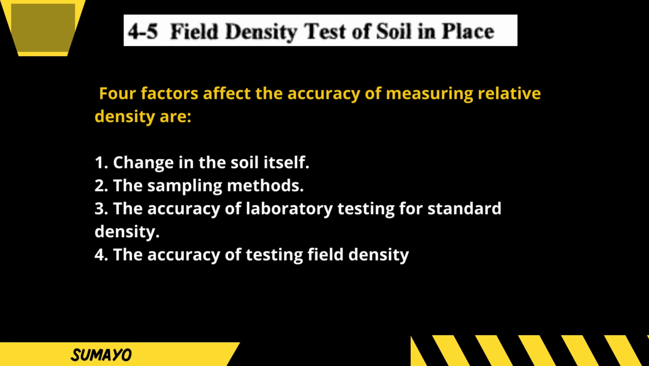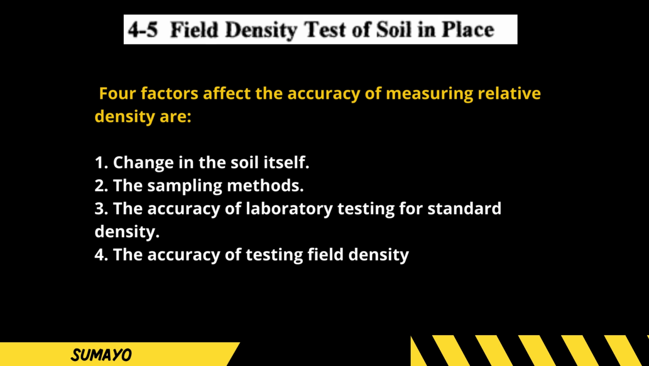There are four factors that affect the accuracy of measuring relative density. First, change in the soil itself. Second, the sampling methods. Third, the accuracy of laboratory testing for standard density. And last but not least, the accuracy of testing field density.